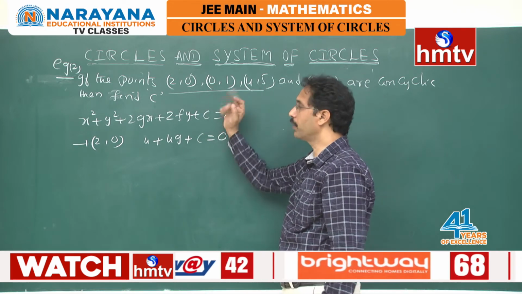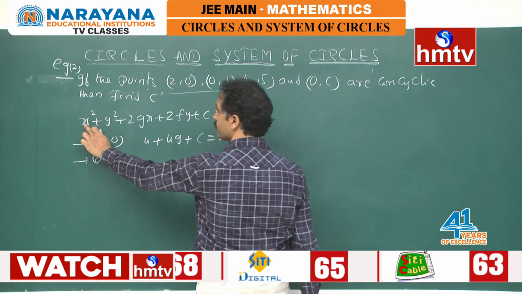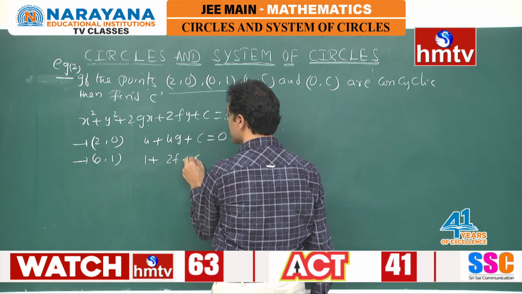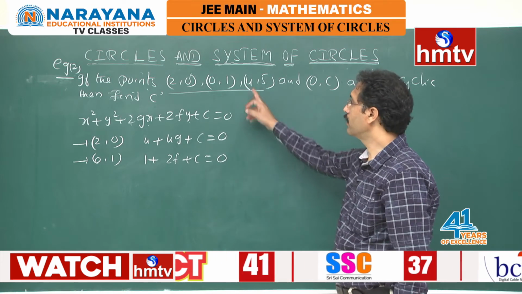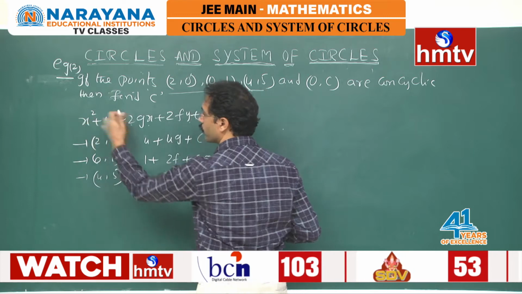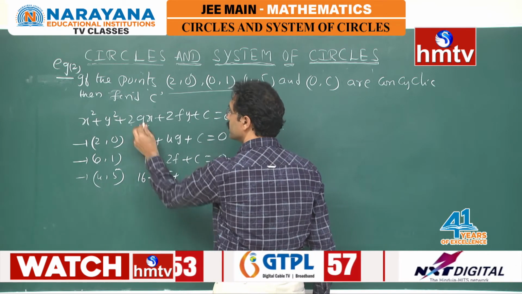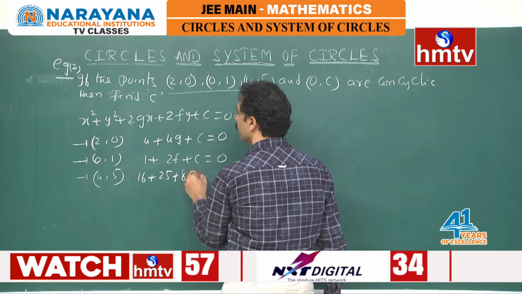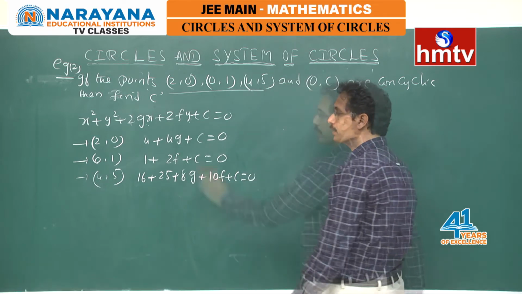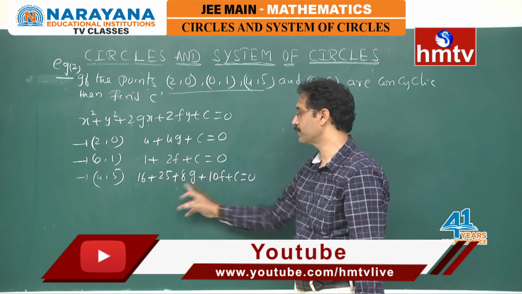Next we will substitute (0, 1), then another relation can be obtained. On putting (0, 1), x is 0 and y is 1, so we get 1 plus 0 plus 2f plus c is equal to 0. Similarly, the third point (4, 5): if I substitute 4, 5, we get 16 plus 25 plus 8g plus 10f plus c is equal to 0. So we got three relations, then we will try to find g, f and c from these three relations.